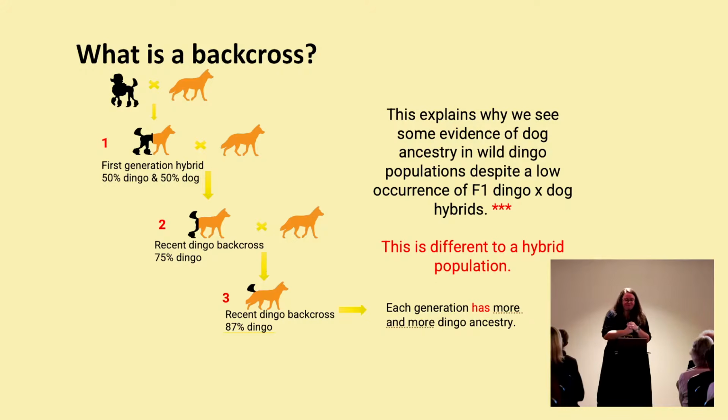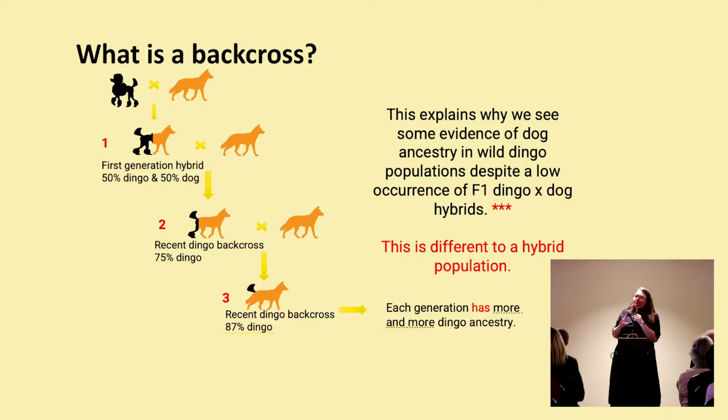to the original type. And this process explains why we see some evidence of dog ancestry in the wild dingo populations, despite a low occurrence of first-generation hybrids. So basically, we rarely have first-generation hybrids, but when they do happen and they do survive to breed, which is rare, they do contribute sometimes to the population, but over many generations, you reduce the amount of dog ancestry that's present in the population. Or at least we think theoretically that that's what happens.